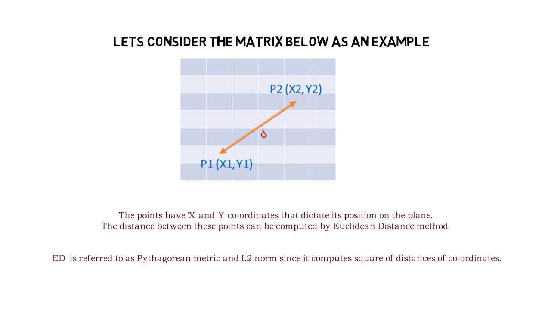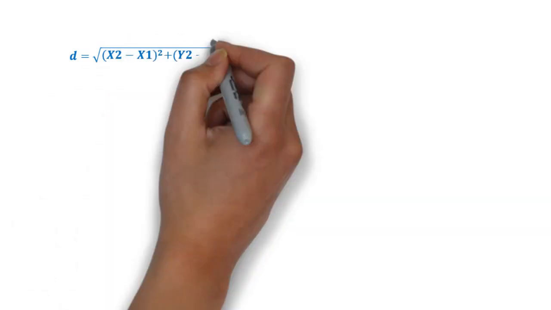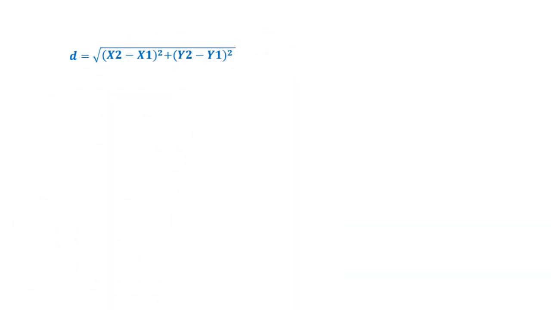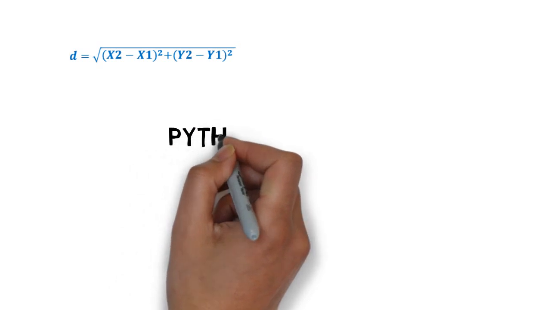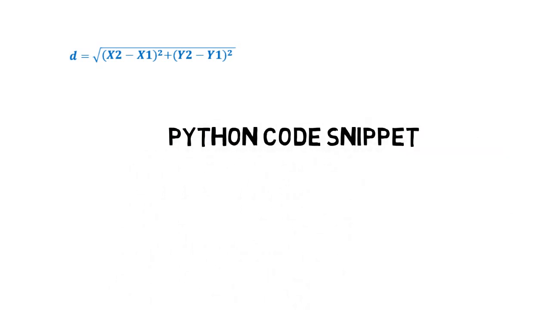The ED is referred to as a Pythagorean metric and L2 norm since it computes the square of distances of the coordinates. In simple words, ED is the square root of the sum of the squared difference of x and the squared difference of y coordinates or the variables.